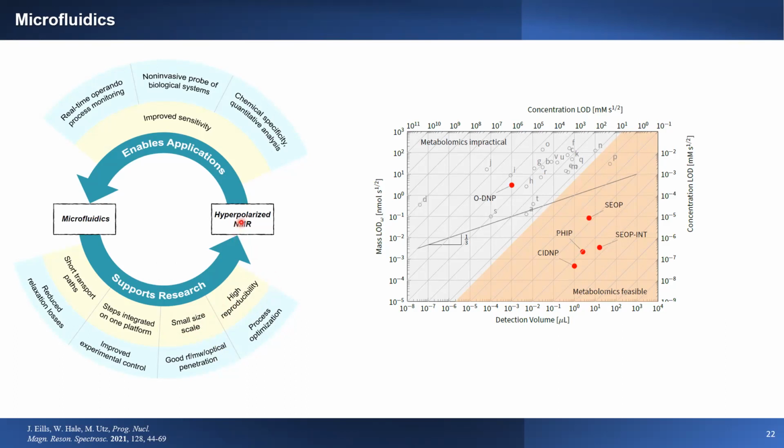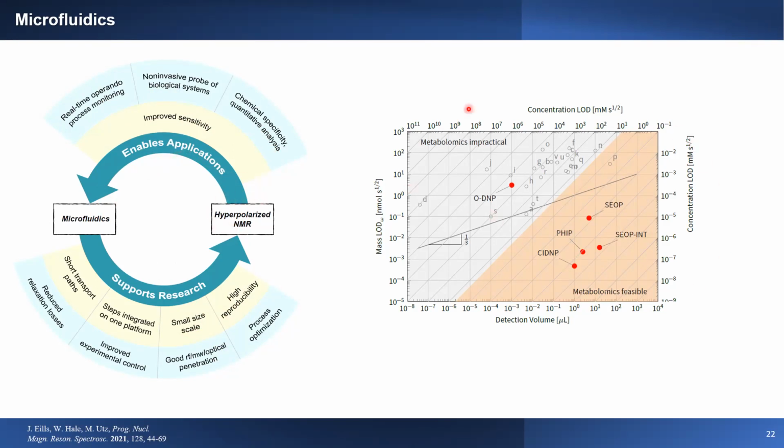spectra. And on the flip side of that, hyperpolarized NMR enables applications of microfluidics, and that is all because of improved sensitivity. So there are a number of applications like probing biological systems non-invasively, or quantitative analysis of chemical systems that you can do if you have hyperpolarization.